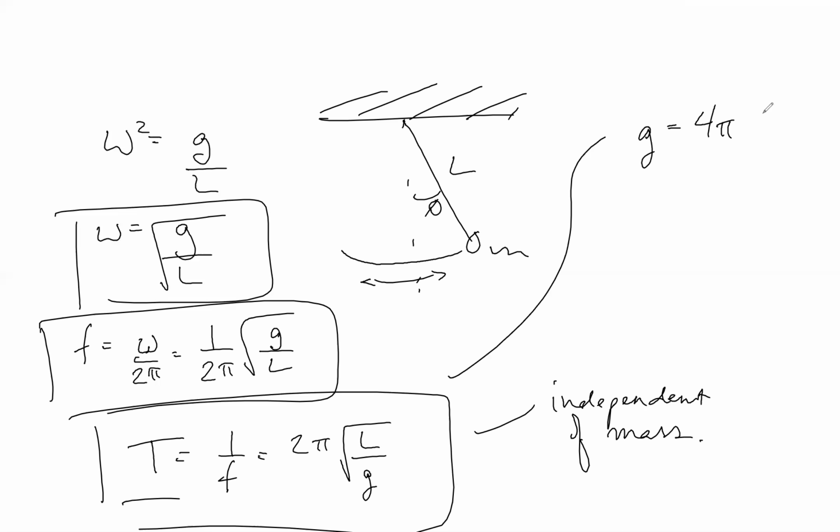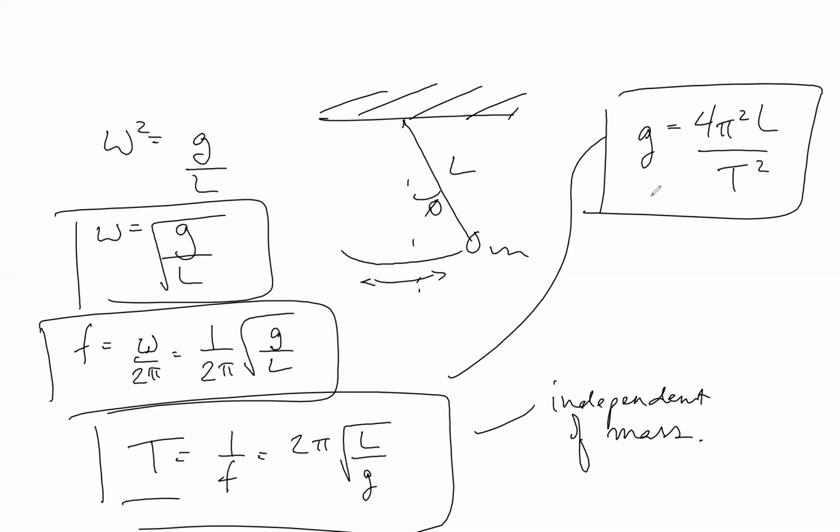you find g equals 4 pi squared L over T squared, like this. So this is a great way to measure g using a pendulum.